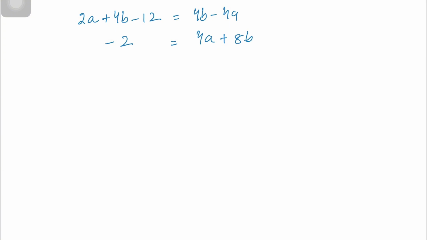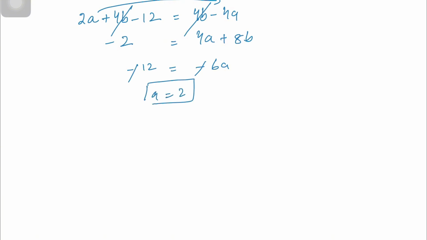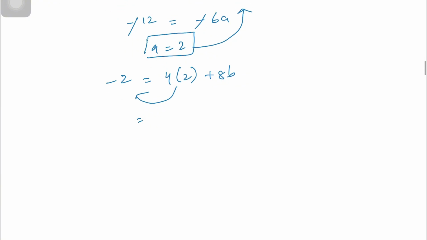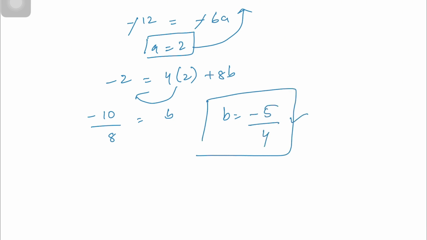We have two equations. We can solve this, or you can just cancel it out. This 2a will go over there, so this would be negative 6a, negative 12. A will be 2. We can substitute it over here. This would be negative 2. 4 into 2 plus 8b. Then this would go over there, so this would be 8 and negative 2 would be negative 10, and then this 8 would be divided. So we have our final answer of b as negative 5 over 4. So we have our a and b here.